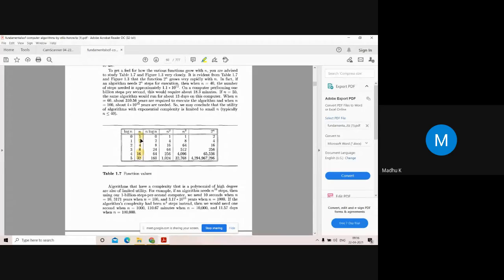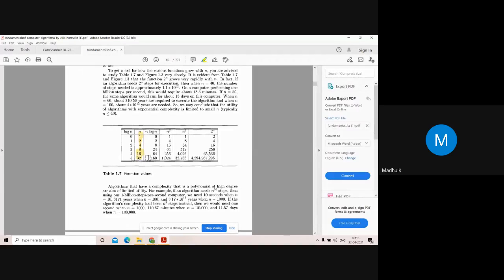When the input size is 1, the logarithmic function takes 0 time, n log n is 0, n square is 1, n cube is 1, and 2 raised to n is 2. So what about n equal to 32? When n is equal to 32, the log n algorithm takes 5 steps only. Okay, 5 times it is executed.